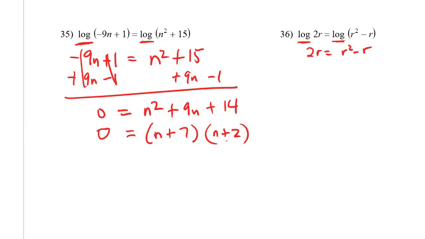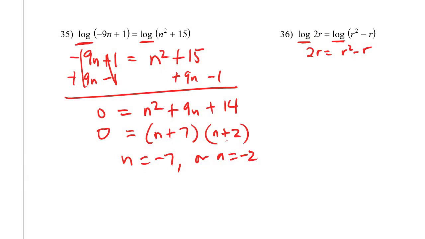So now, what is n going to be? Negative 7 and negative 2. So n equals negative 7 or n equals negative 2.